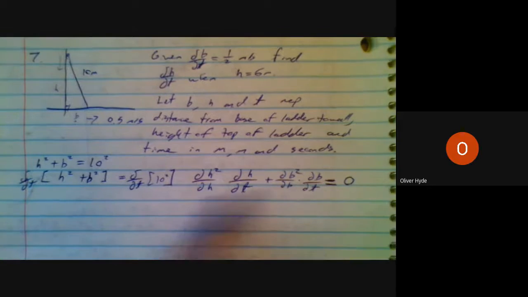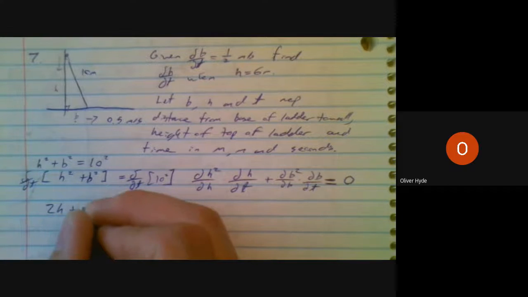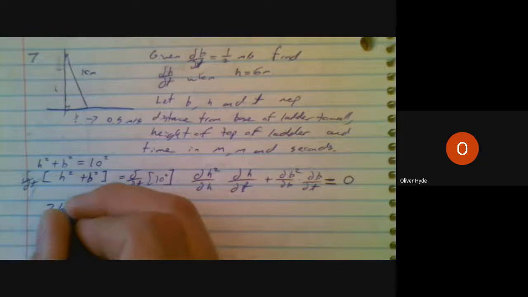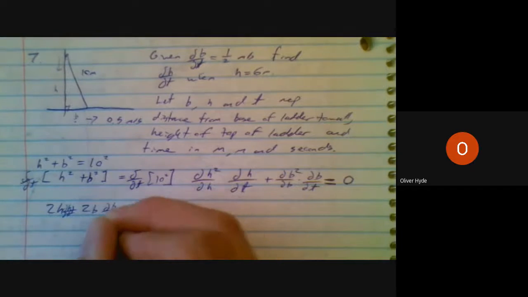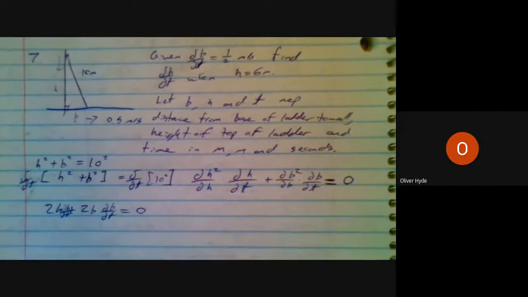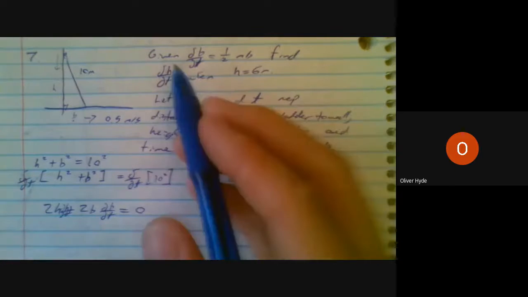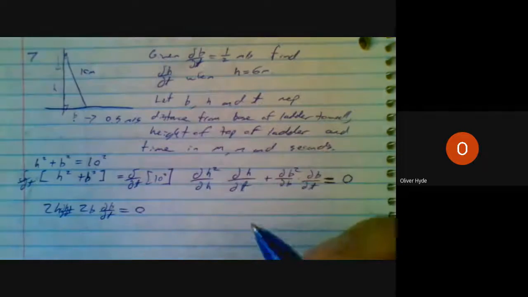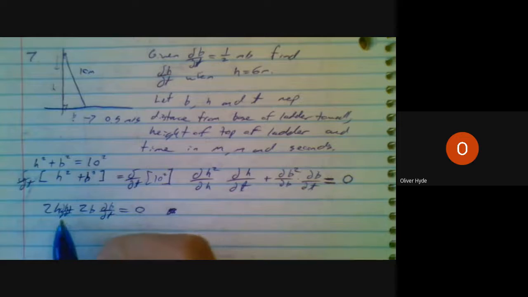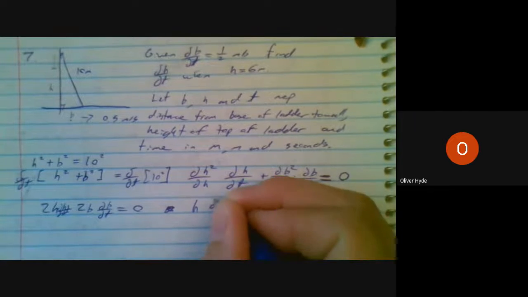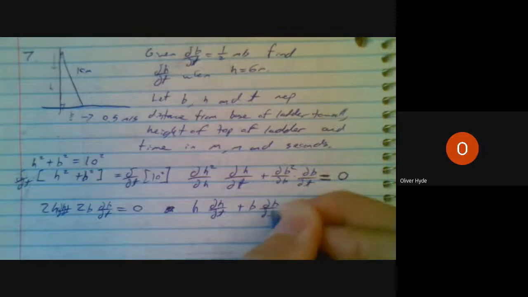Okay, if you don't want to show this step at all, I think most of you were fine writing 2h dh/dt plus 2b db/dt equals 0. Let's divide both sides by 2. I suppose now we could try to isolate for dh/dt. Or we could sub all knowns. Or no, you know what, I'm just going to simplify it. h dh/dt plus b db/dt equals 0.